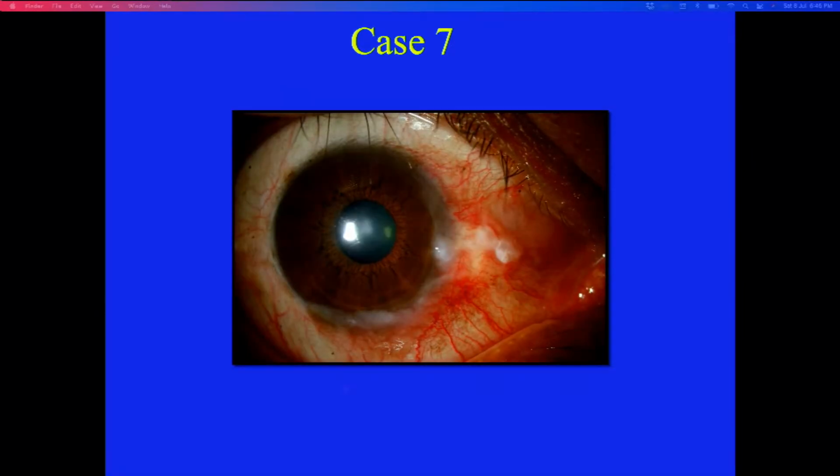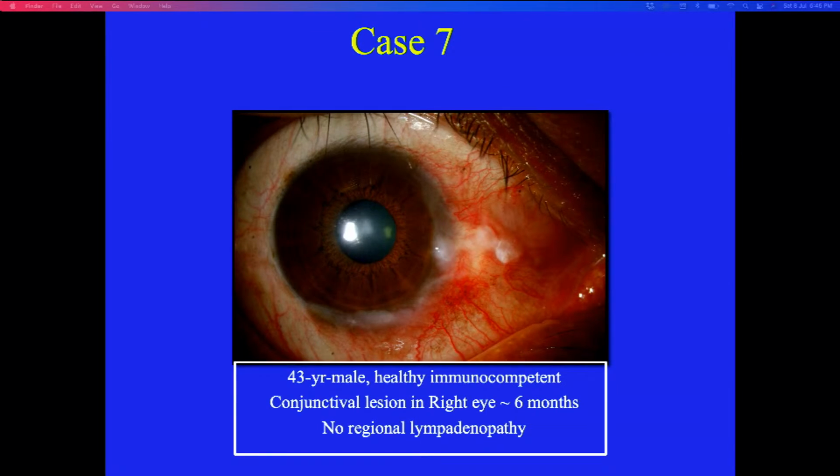Now I'll try to show the relevance of the same in surveillance. This particular young chap was a 43-year-old immunocompetent individual who had a limbal lesion that involved 6 clock hours. He refused primary surgery and underwent immunotherapy. He had no regional lymphadenopathy.